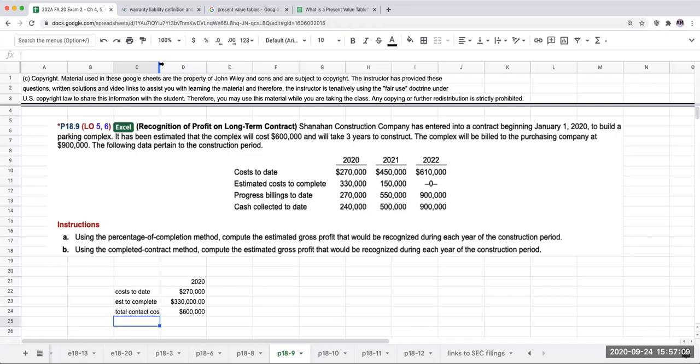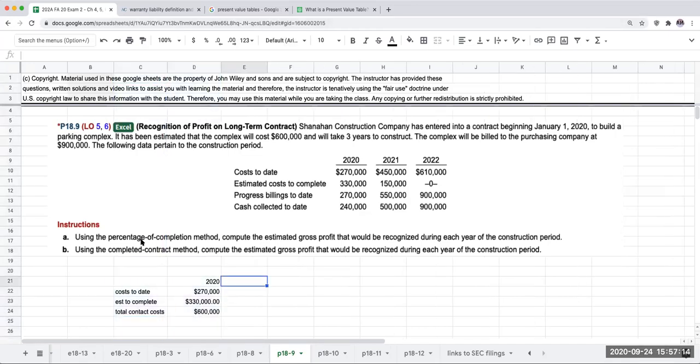So over here, in terms of gross profit, under percentage of completion, I'm going to be recognizing gross profit as I go through and complete the contract. However, very importantly, if I have a loss, I recognize it immediately. Very, very important under any way we go. Under completed contract, I recognize nothing until I get done with the contract.